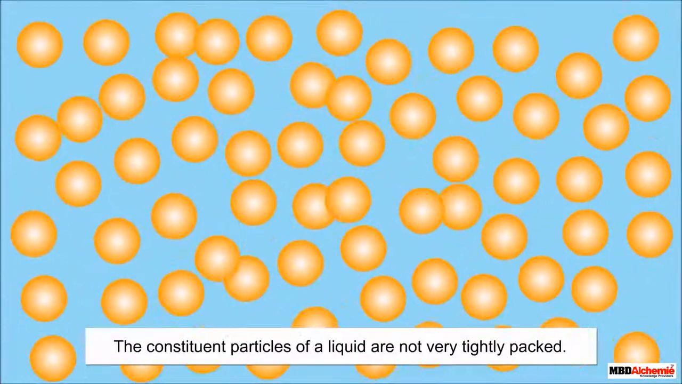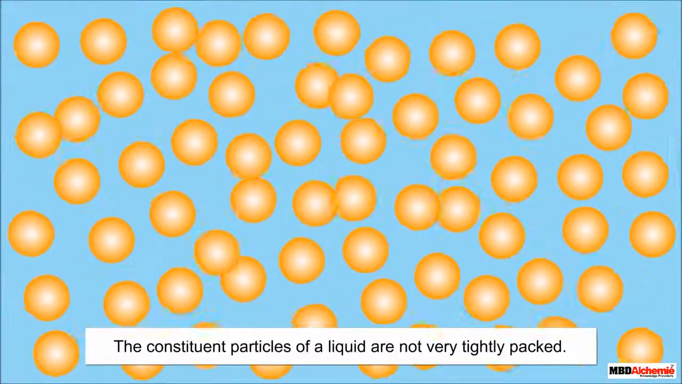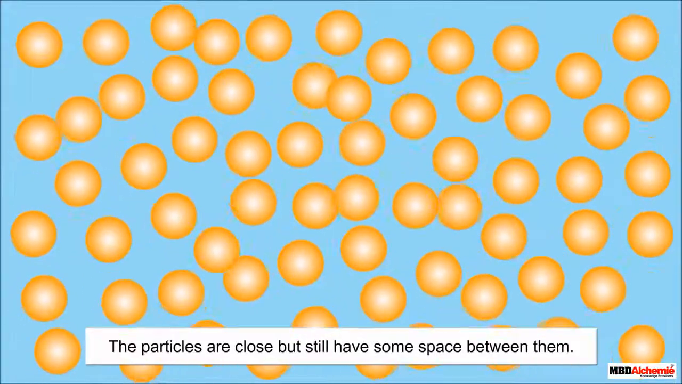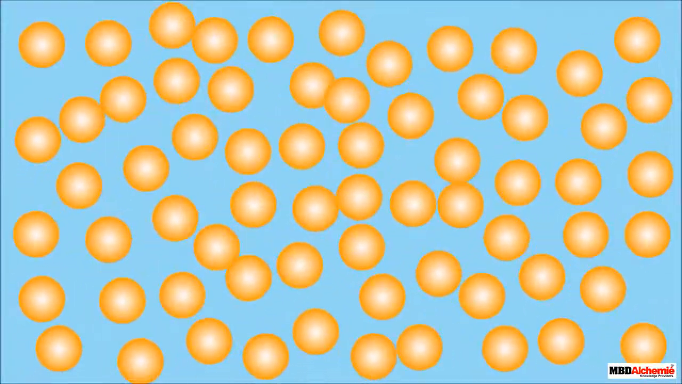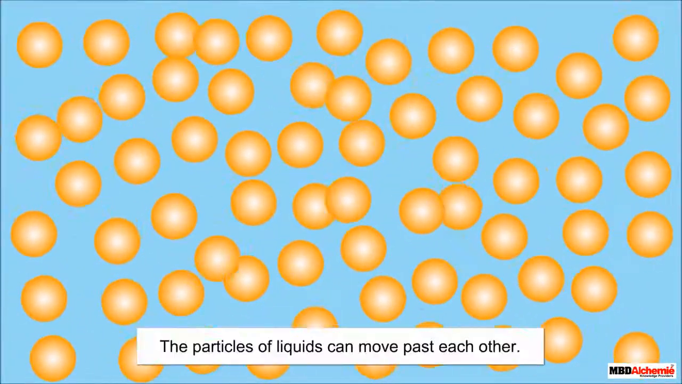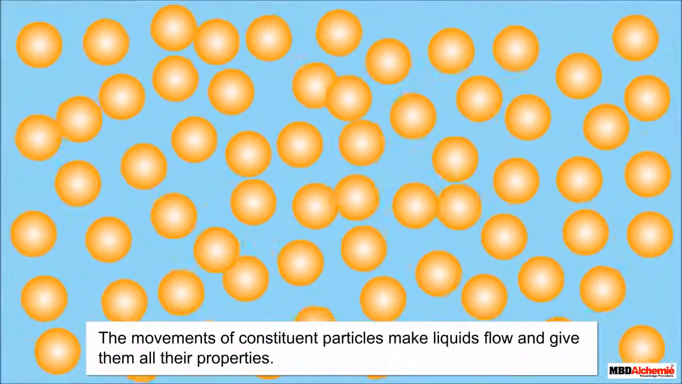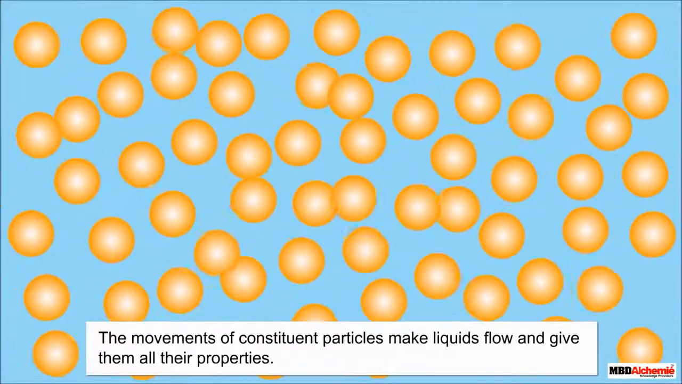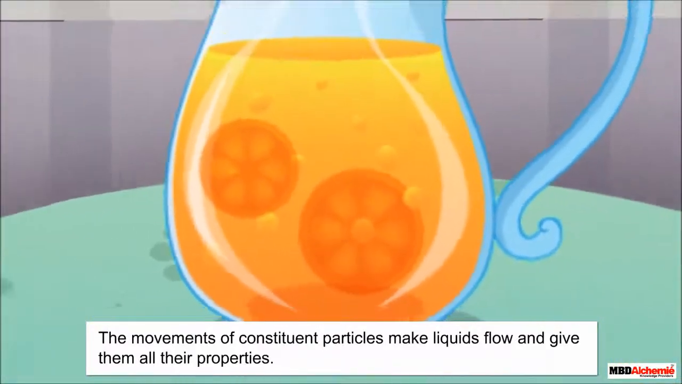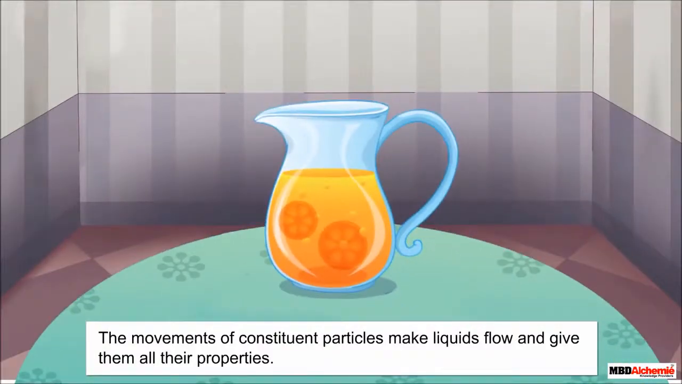In case of liquids, the constituent particles are not very tightly packed. They are close but still have some space between them. Due to this available space, the particles of liquids can move past each other. It is these slight movements of constituent particles that make liquids flow and give them all their properties.